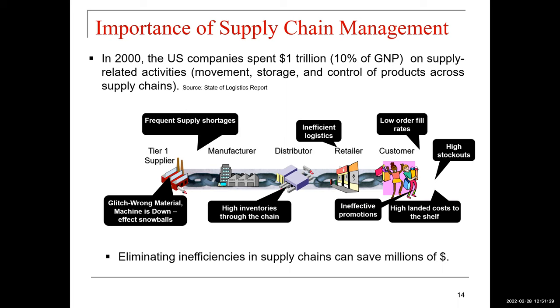High inventories through the chain. If you are not aware of what's the current demand of the product, we might end up with very high inventories, which are basically higher costs for the company, keeping those warehouses full, maybe asking for extra space to store those products. So more money goes into warehousing. And we can go all the way down to the customer. So maybe ineffective promotions. Customers are not reacting to the product the way you anticipated. High landed cost to the shelf. It's too expensive to get it into the stores, and so on. So we want to make sure that we eliminate these inefficiencies in the supply chain.